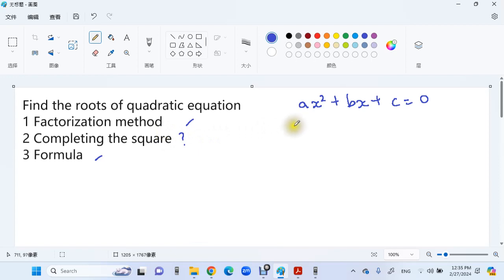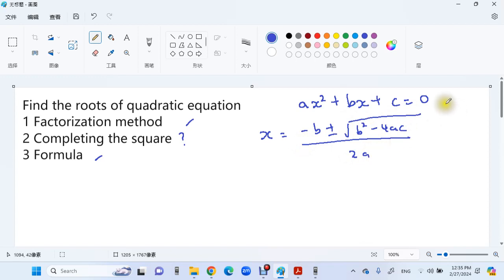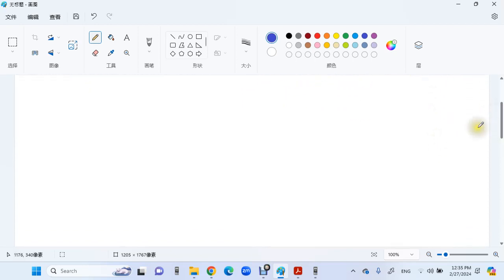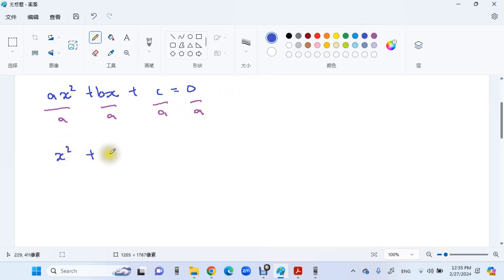So why don't we do completing the square? Because actually the formula, x equal to negative b plus minus square root of b squared minus 4ac, divided by 2a, is what we get when we do completing the square on the general form. So we look at this: we have ax squared plus bx plus c equal to 0. So we divide all the terms by a. Then it will become x squared plus b over a x plus c over a equal to 0.